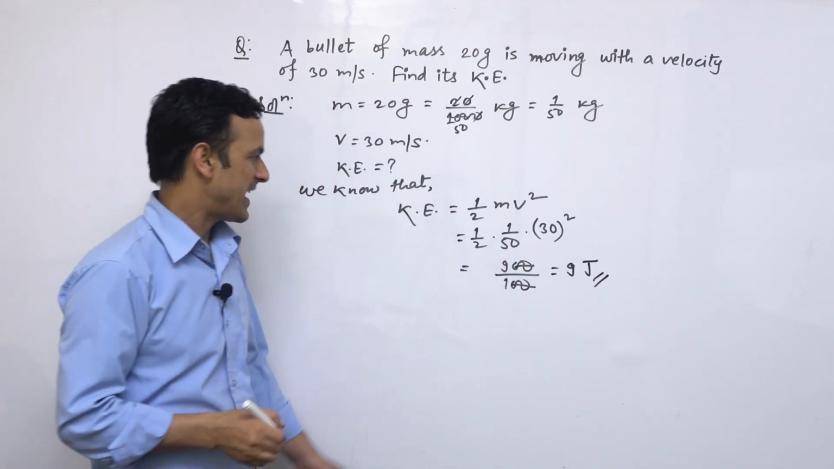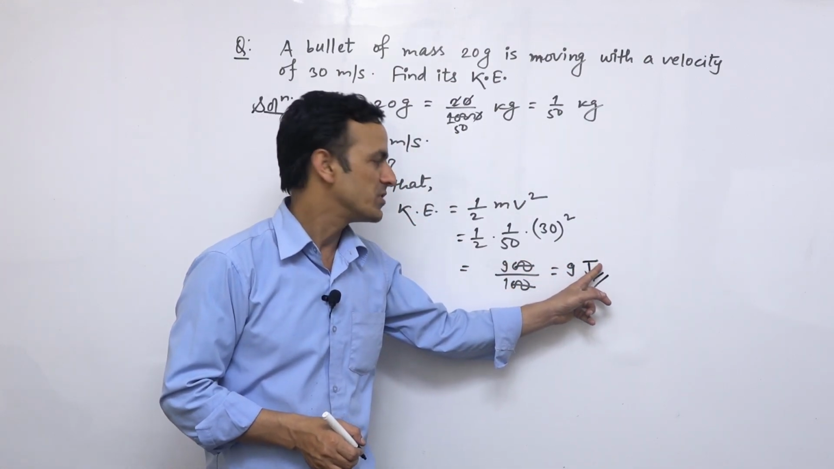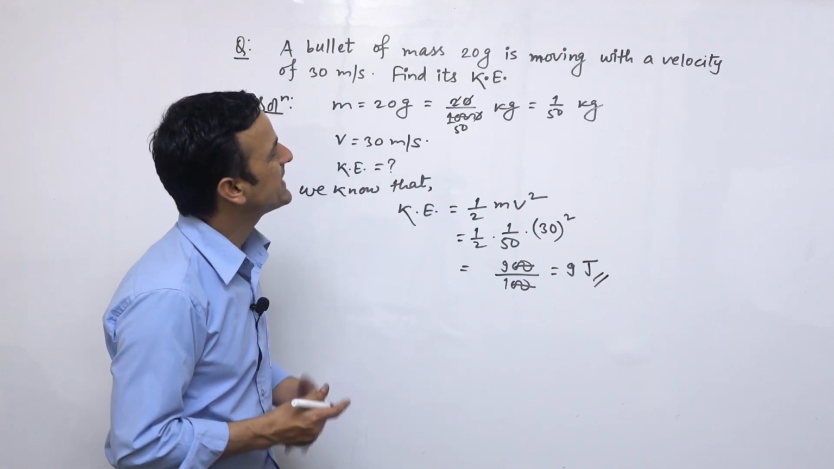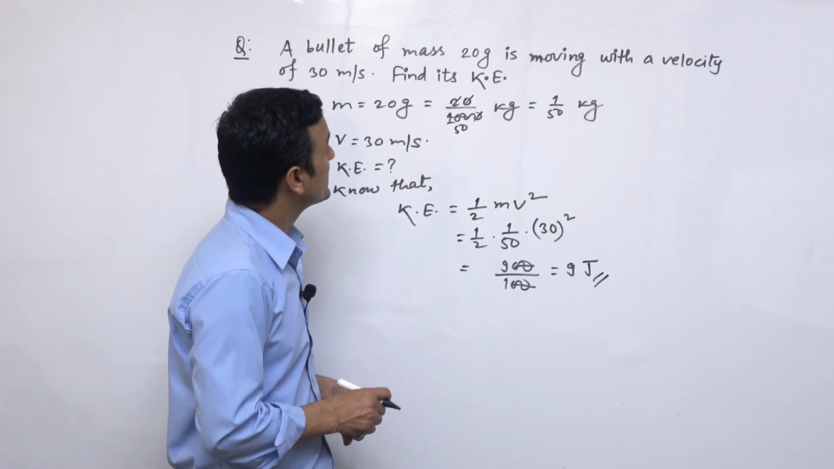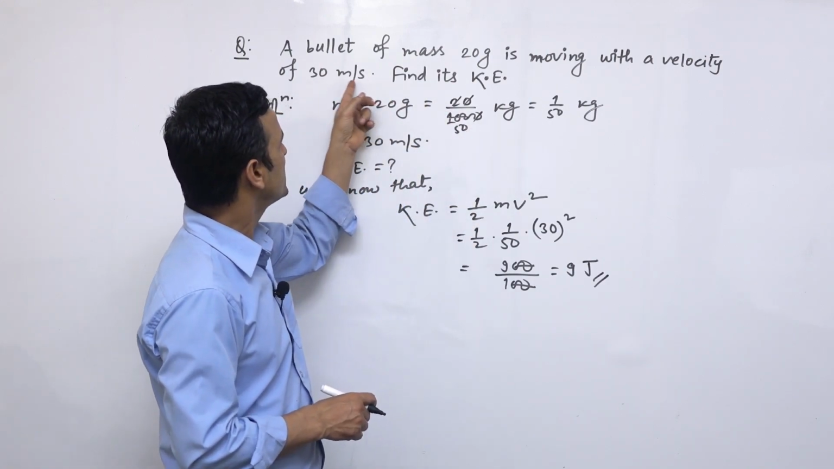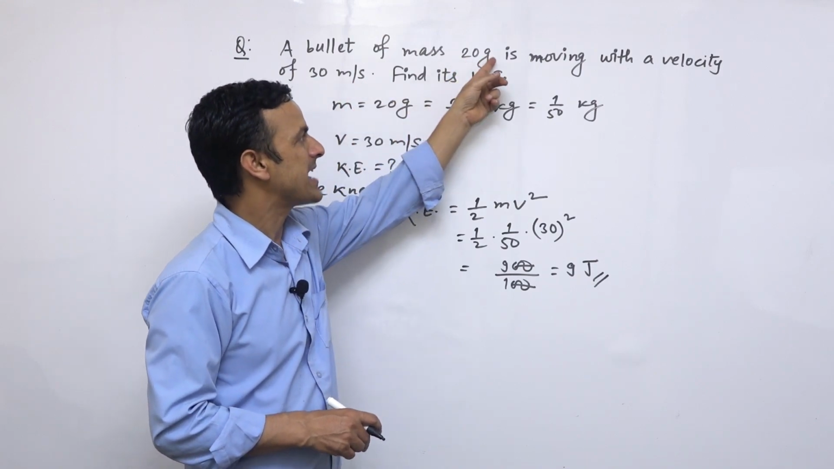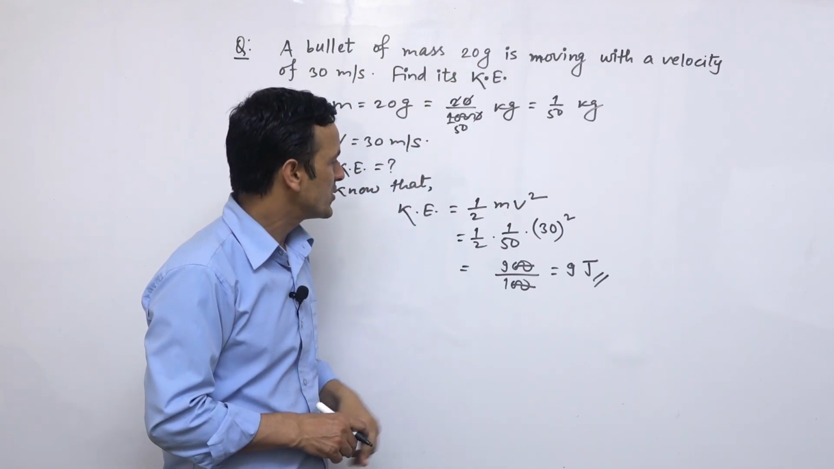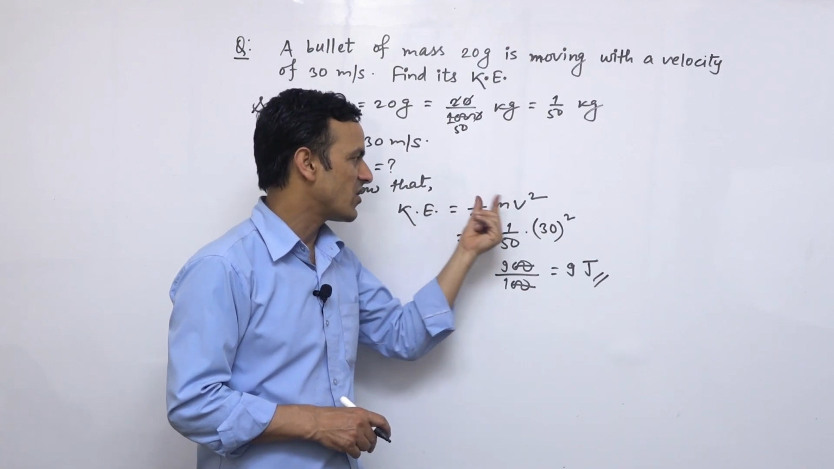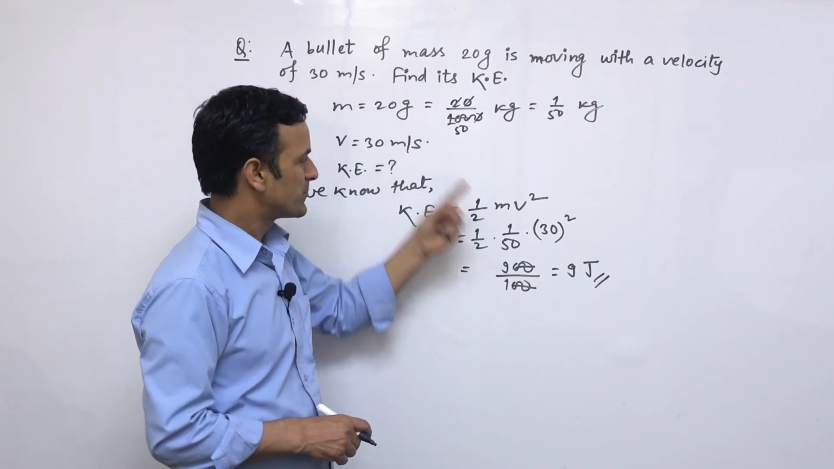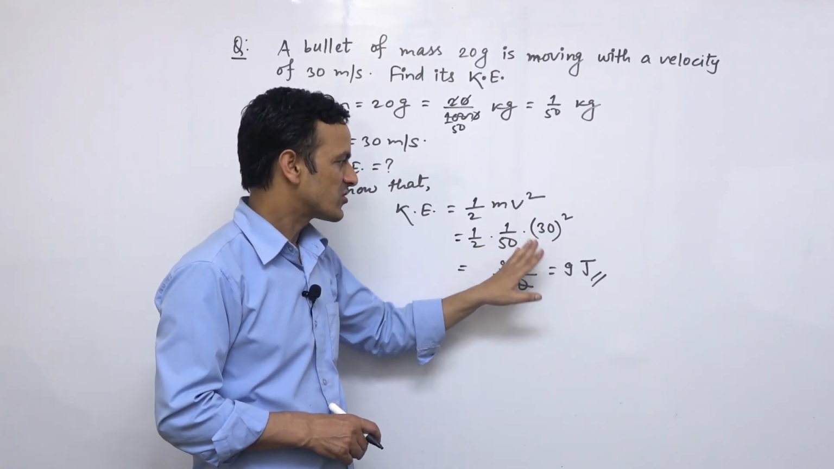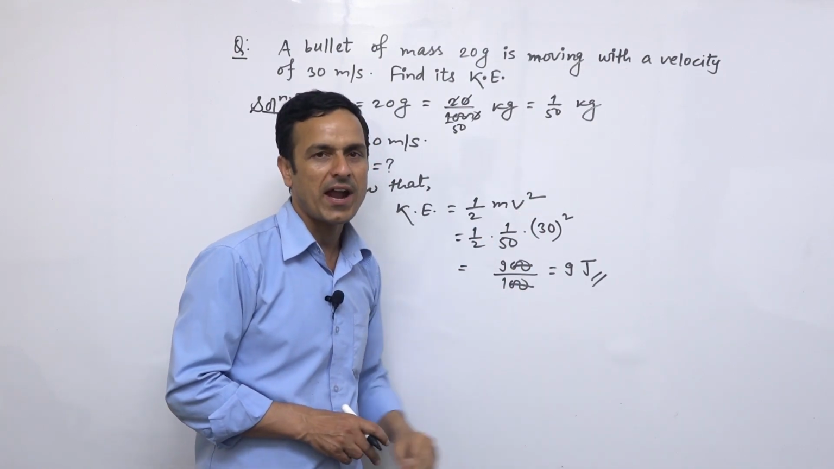Energy is also expressed in joule. Its SI unit is joule. So 9 joule of energy is required for moving at 30 meter per second with mass 20 gram. So in this way we can find the kinetic energy of this bullet by using this formula. So after substituting we get the required energy.